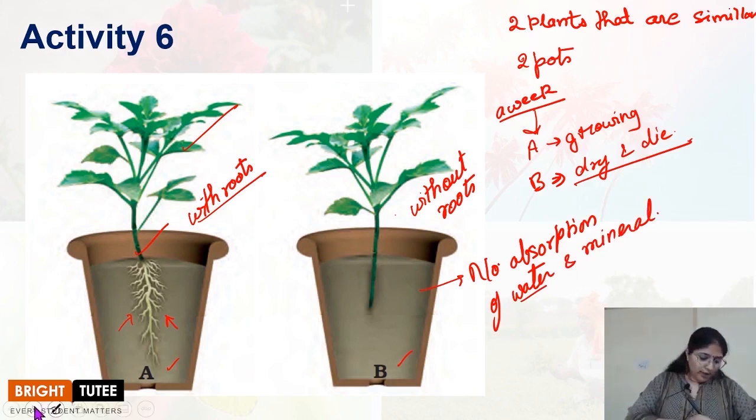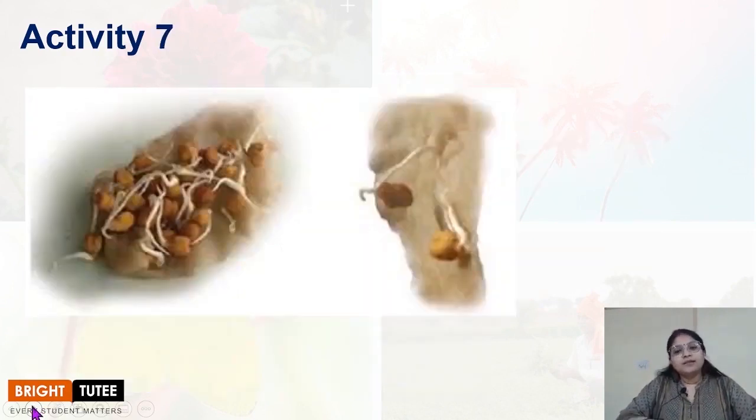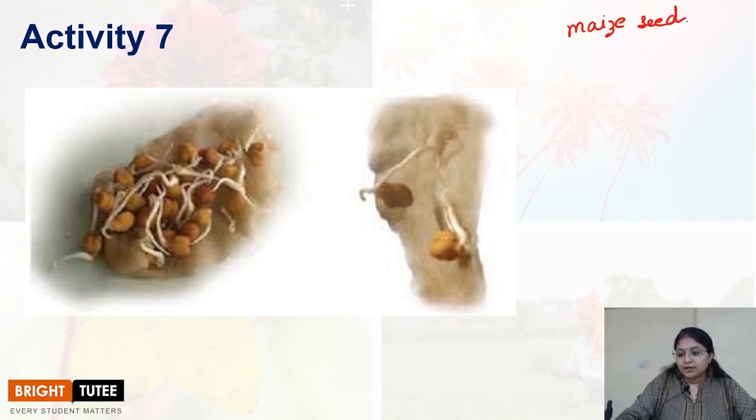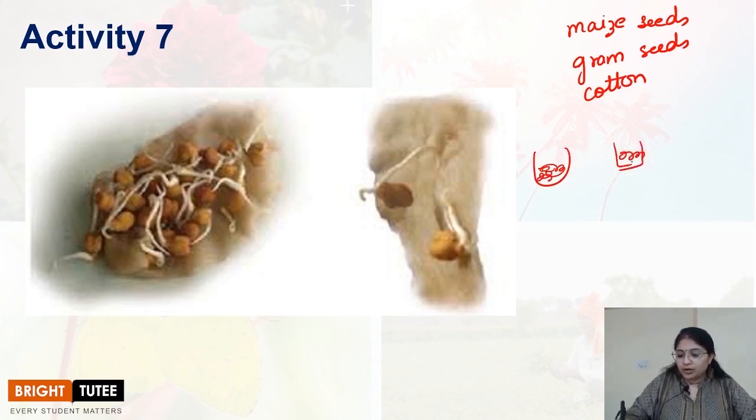Now, moving on to the next activity, this will help us in understanding the other function of the root. Now, for this activity, you need maize seeds, gram seeds, and cotton. So now what you do is take a bowl, put cotton in it, right? Take another bowl, keep cotton in it, put gram seeds in one and maize seeds in another. Put water, keep on adding a little water, not too much. Do not put a lot of water in it, just enough to keep the cotton moist, right?